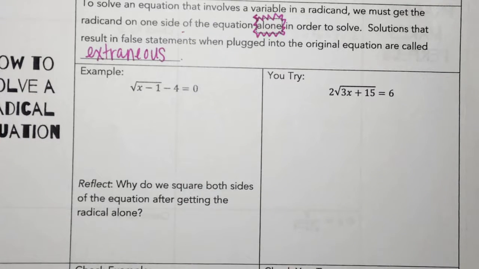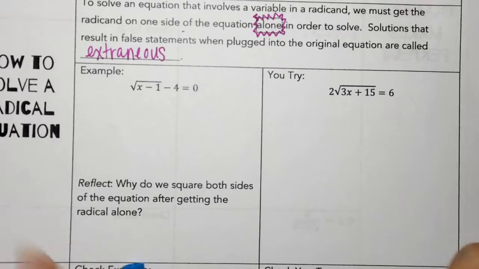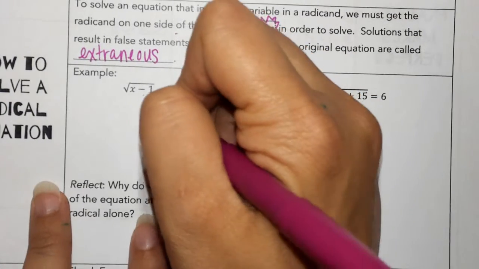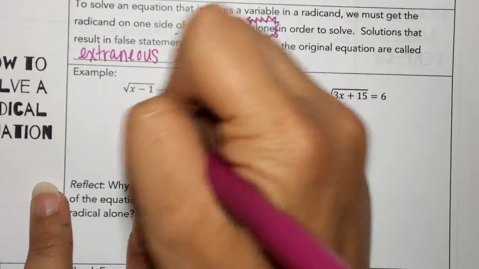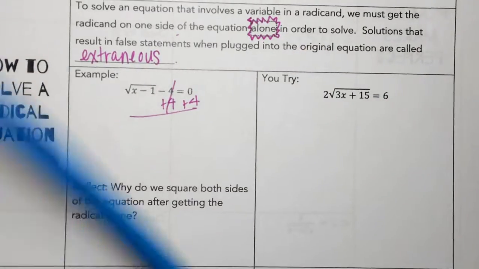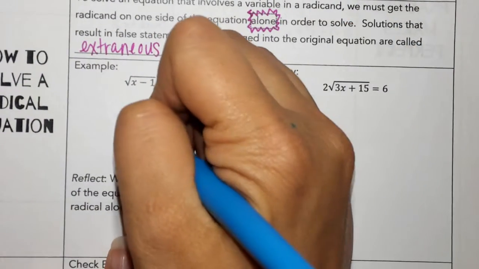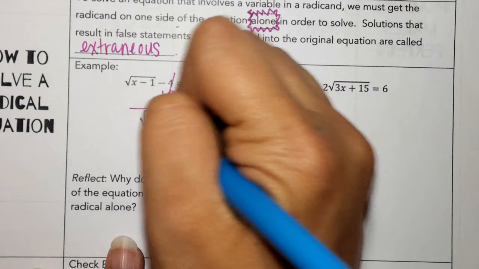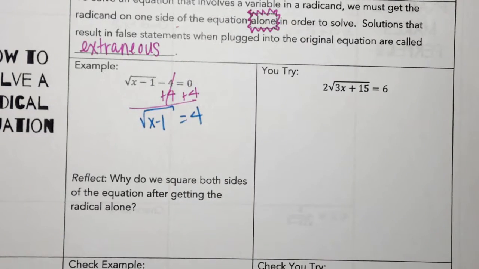Okay, now let's look at our first example. We have to get the radical alone, so how do you think we would do that? Add 4. Alright, so everybody add 4 to both sides. And we would have the square root of x minus 1 equal to 4.